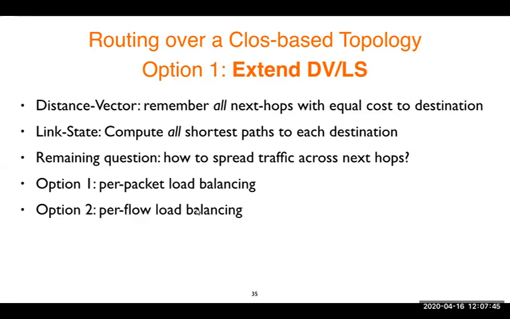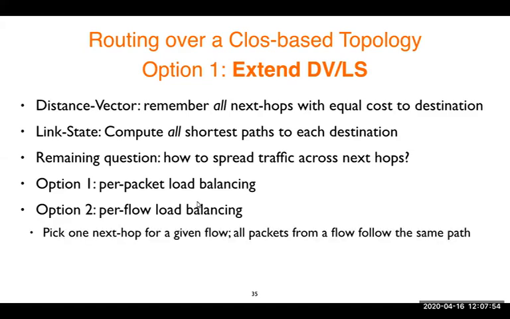Right. So how would you fix this? The simple fix, and this is the industry standard thing to do, is to not do per packet load balancing and instead do per flow load balancing. What this says is, you pick one next hop for a given flow, and all packets from that flow are going to follow the same path.